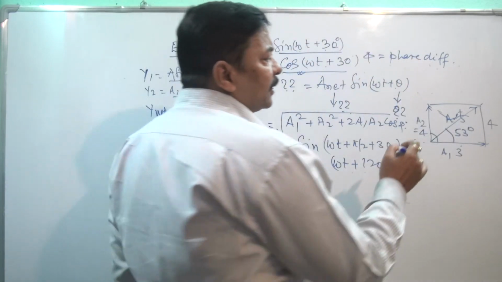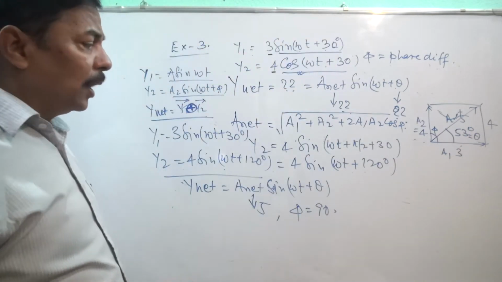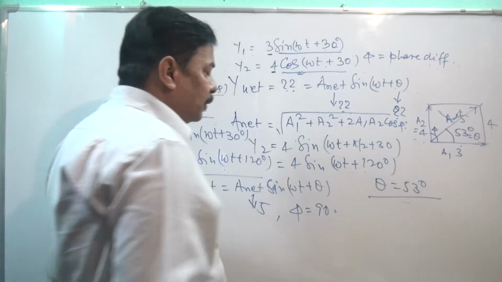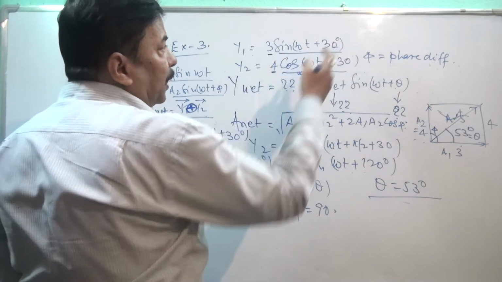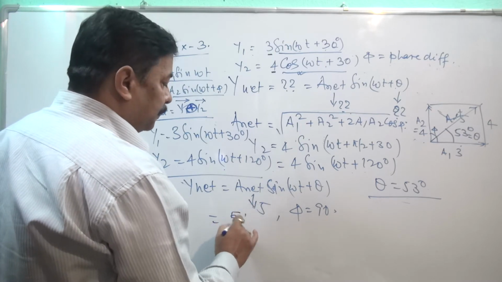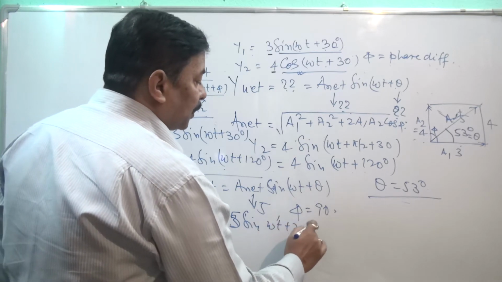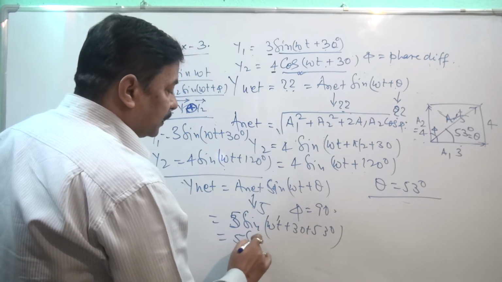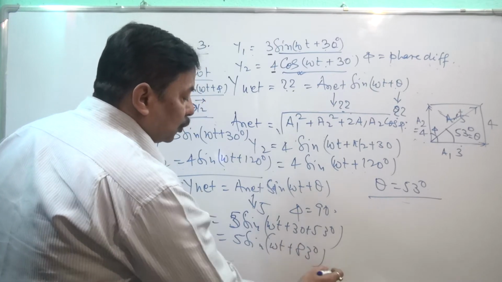So you are getting this angle is phi and this angle is theta. So what you are getting? Theta is equal to 53 degree. So when theta is equal to 53 degree, what should your answer be? Your answer should be 30 plus 53 degree. So y net is equal to 5 sine omega t plus 30 plus 53 degree, and this will give you 5 sine omega t plus 83 degree. This should be your answer.